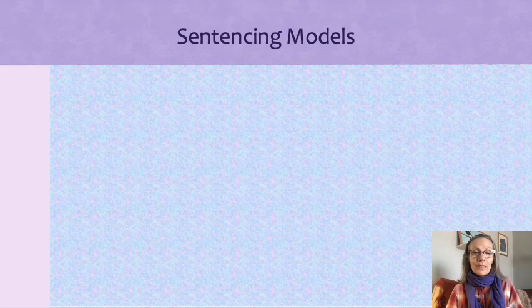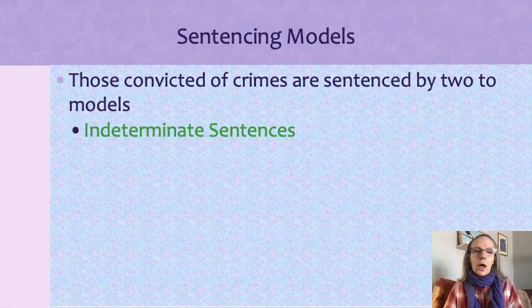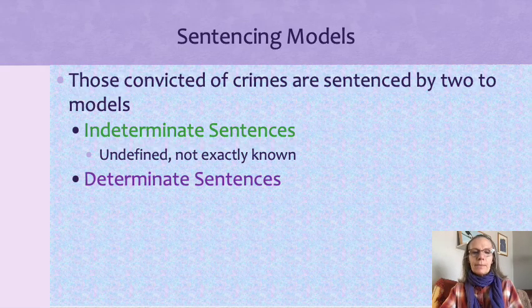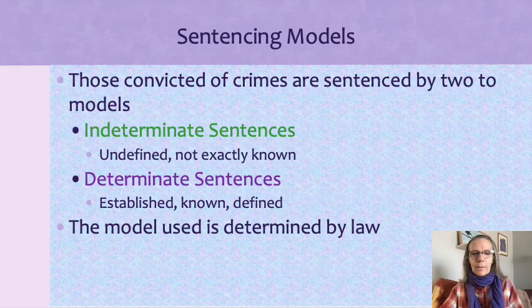Okay, so we've looked at the goals of punishment. Now let's move on to take a look at sentencing models. In the United States, those convicted of crimes are sentenced by two models. One is known as the indeterminate sentencing model, and the other is a determinate sentencing model. I'm just going to put all this up here and then we'll talk about it.